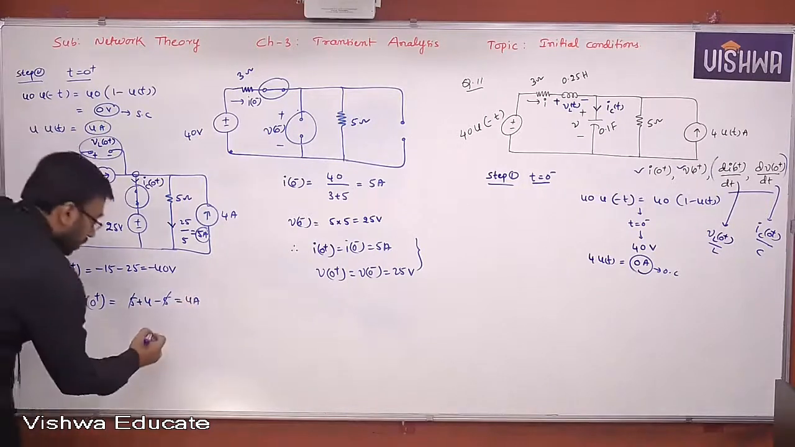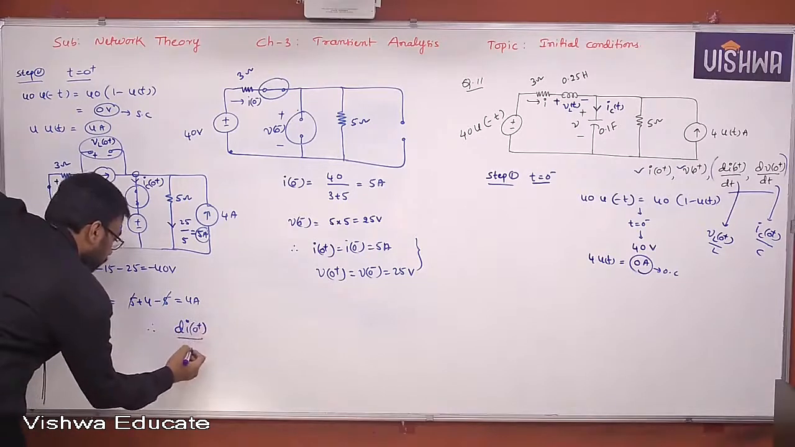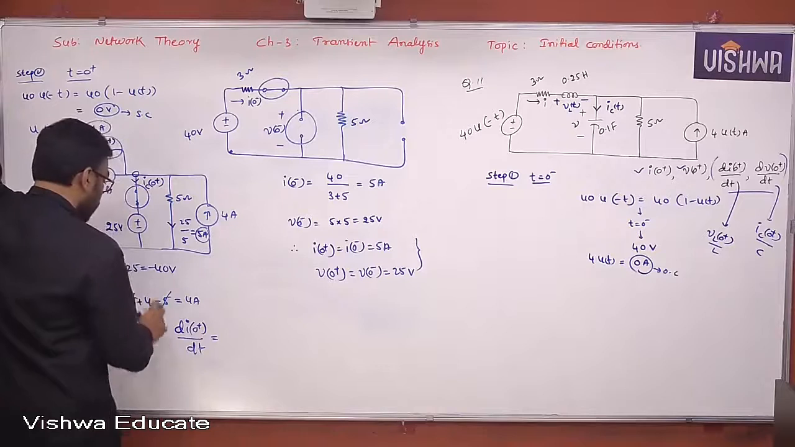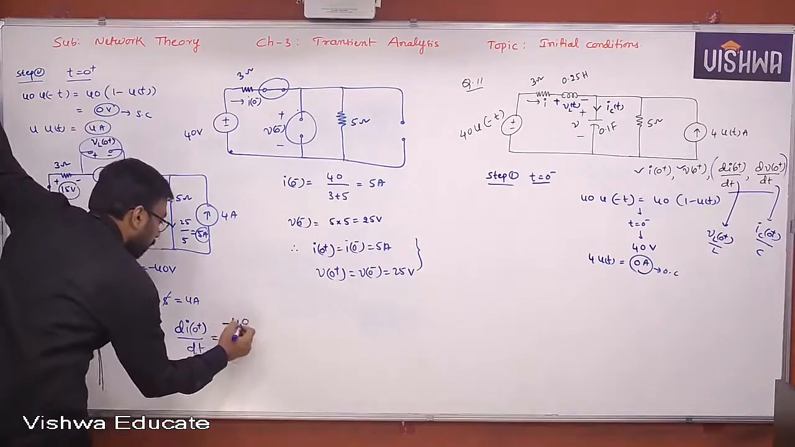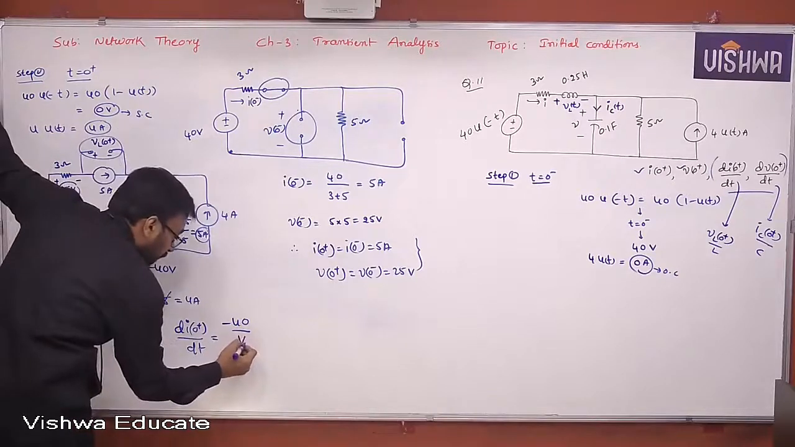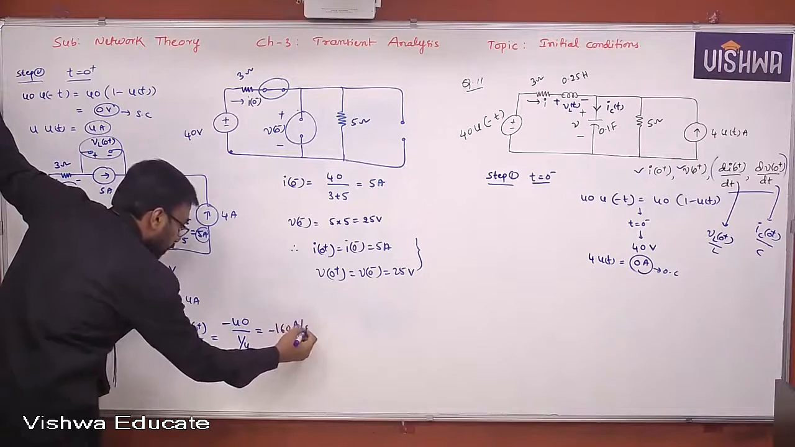Now di of 0 plus by dt. How much? VL of 0 plus is minus 40, divided by the inductance value 0.25, which is nothing but 1 by 4. That is minus 160 amperes per second.